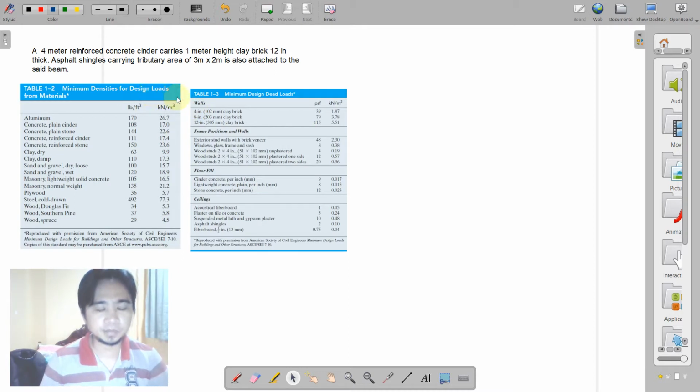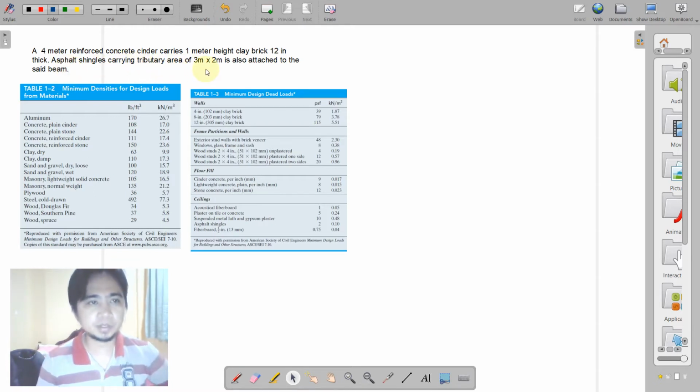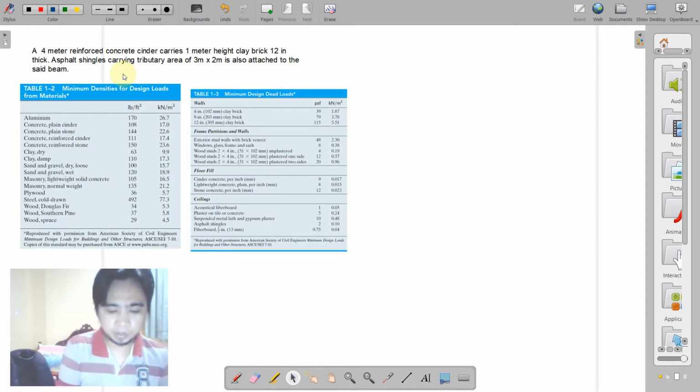This is a simple problem on a beam, a concrete beam that is 4 meters long and carries a 1-meter-high clay brick wall which is 12 inches in thickness. At the same time, it carries a ceiling with a tributary area of 2 meters by 3 meters. The kind of ceiling is asphalt shingles.